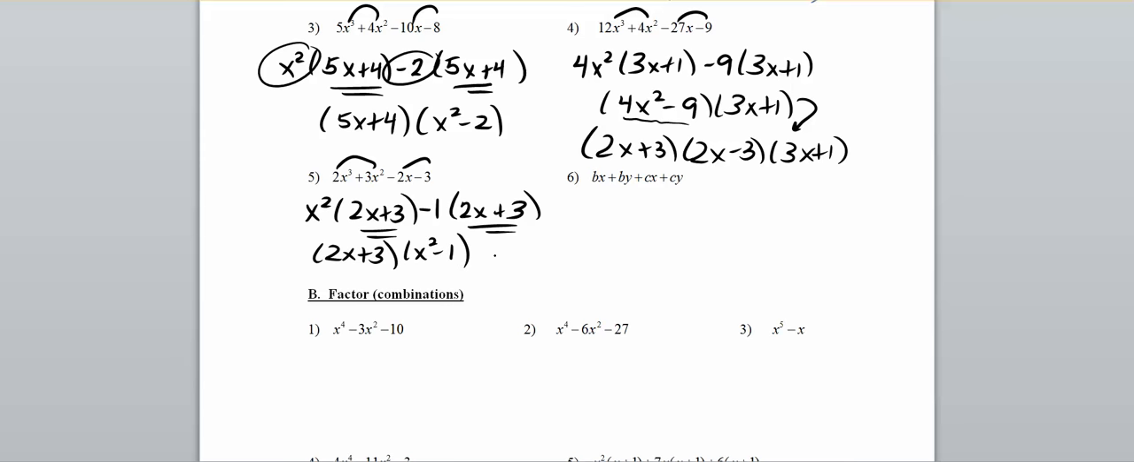Again, be careful to factor completely. So this is a difference of squares. I'm going to leave 2x plus 3, and then I'm going to factor x squared minus 1 into x plus 1, x minus 1. All right, lastly, number 6.